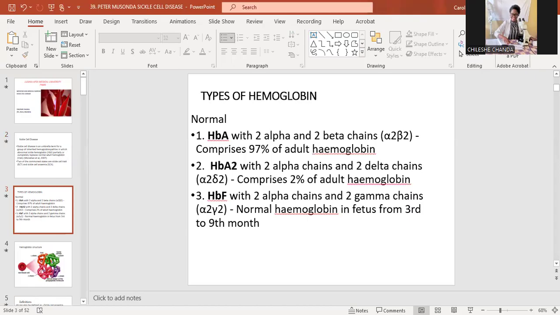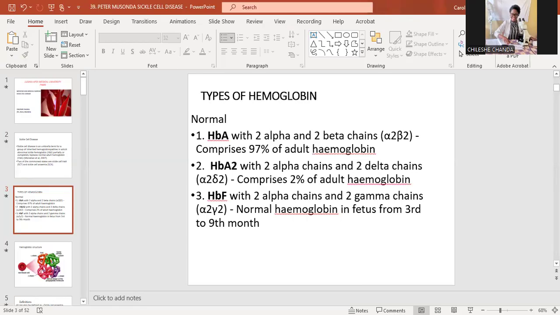First of all, we have hemoglobin A, which is the normal adult hemoglobin, and about 97% of adults have this hemoglobin A. It is composed of 2 alpha chains and 2 beta chains. These chains are made up of polypeptide chains, and polypeptide means a lot of amino acids are making up these chains. So in hemoglobin A, we have two alpha and 2 beta chains.